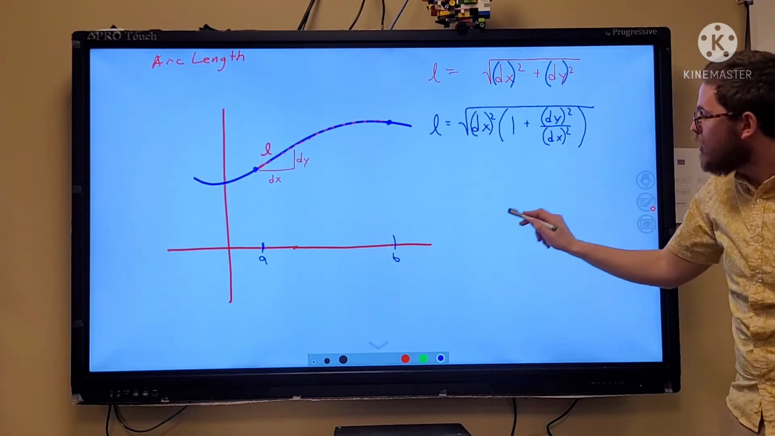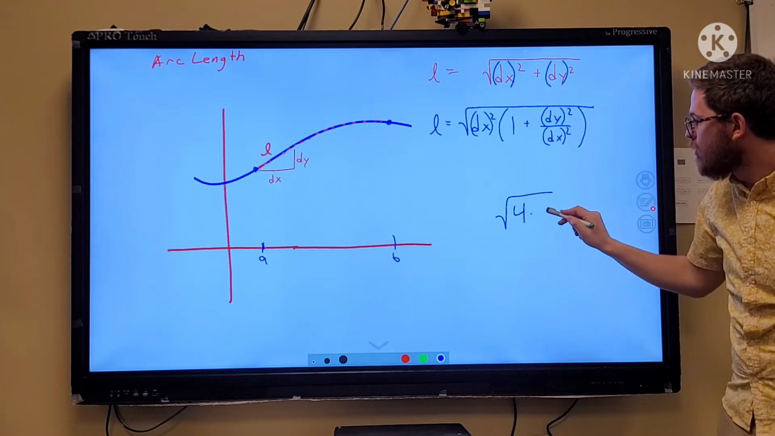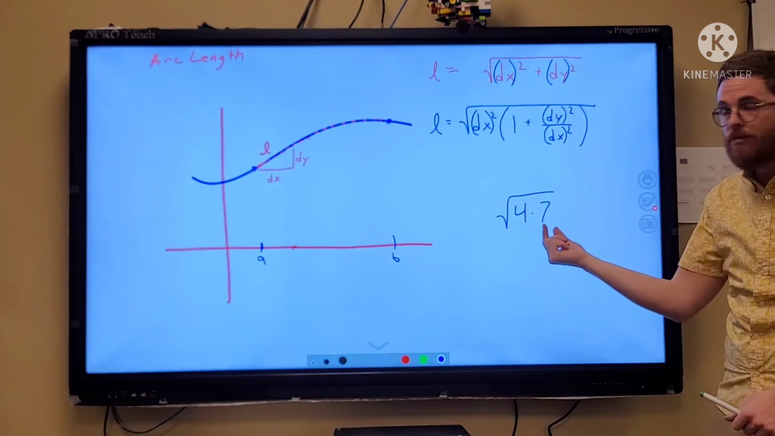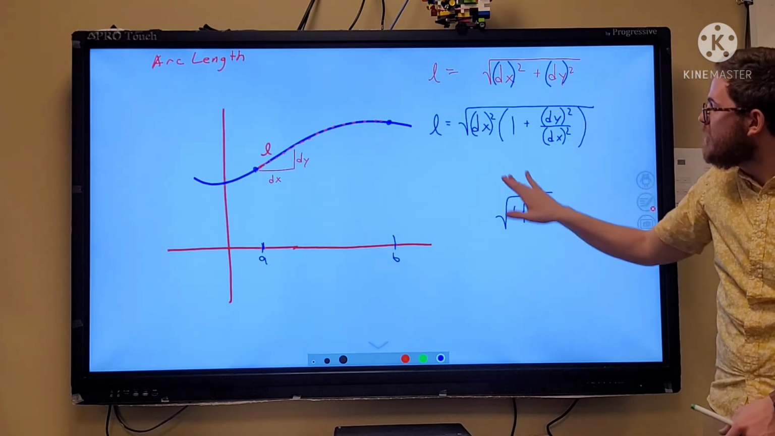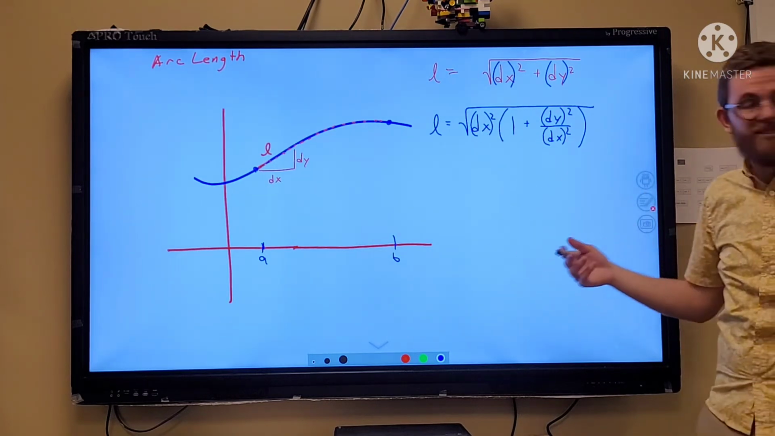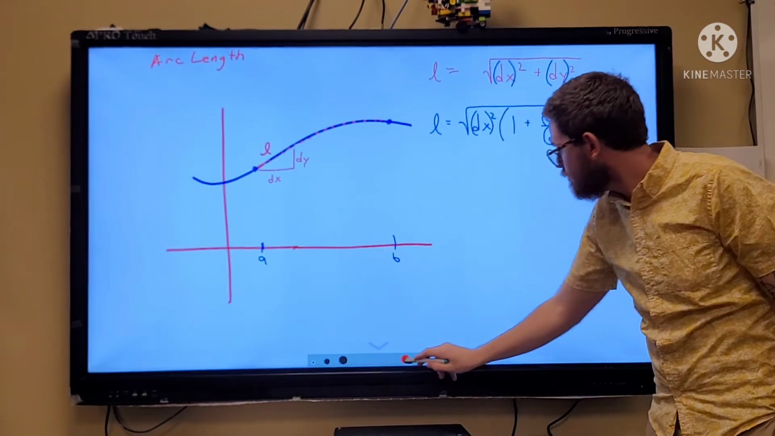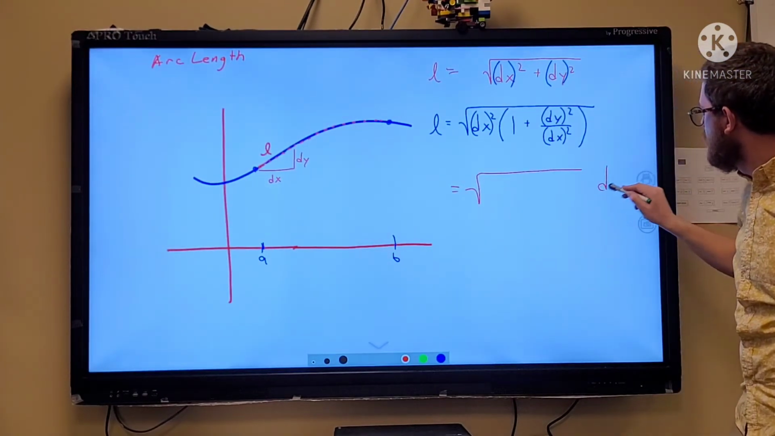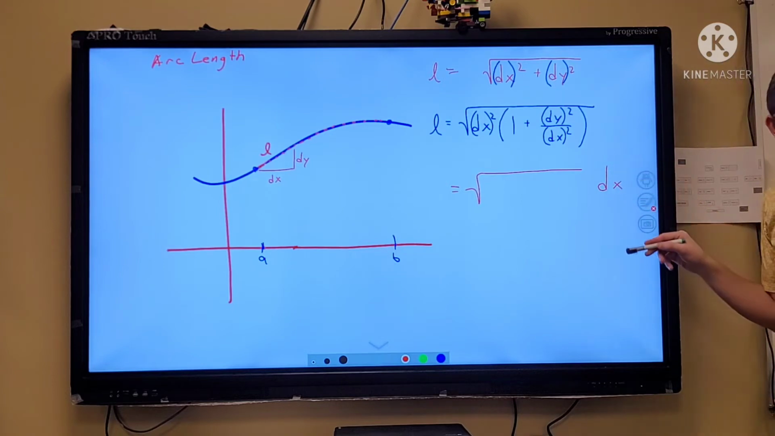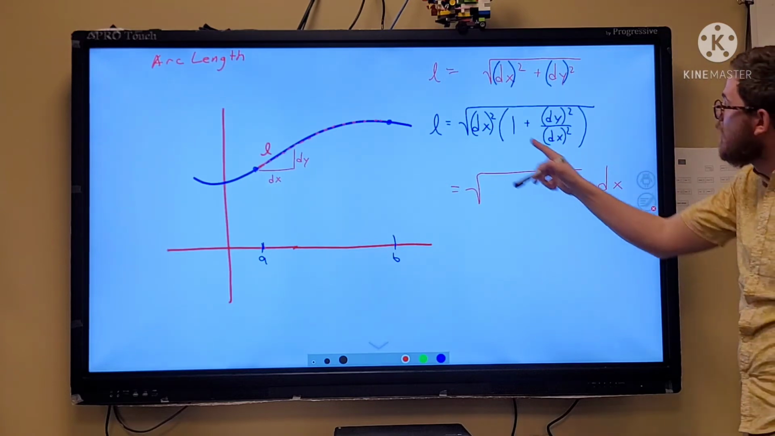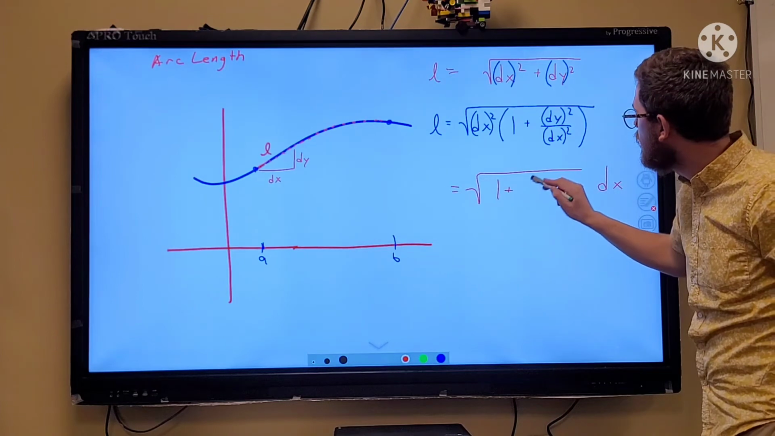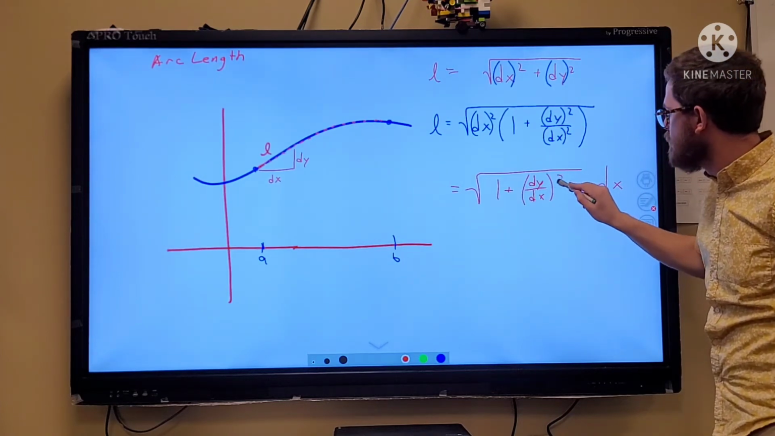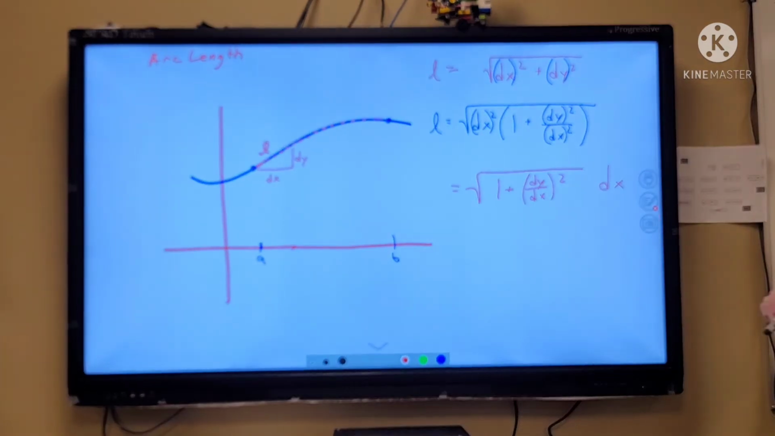And if we're taking the square root of two things, imagine you're taking the square root of 4 times 7, and then separate. The square root of dx squared is dx on the outside. So we've got the square root, the dx is now on the outside. On the inside, we have 1 plus dy over dx squared.